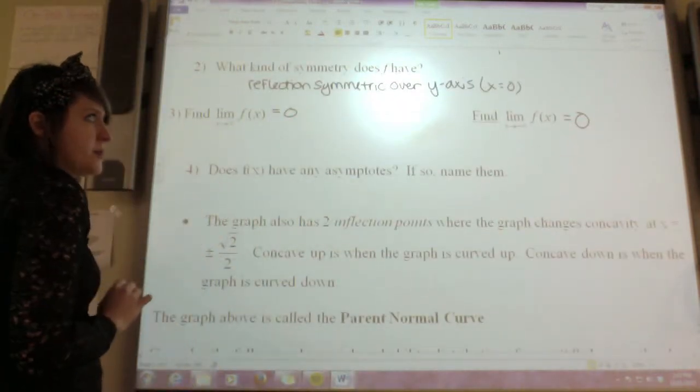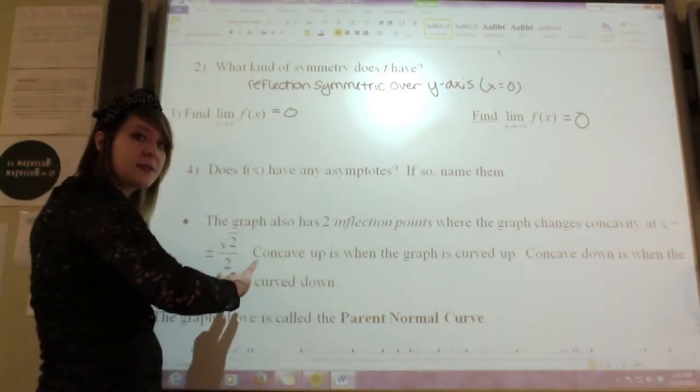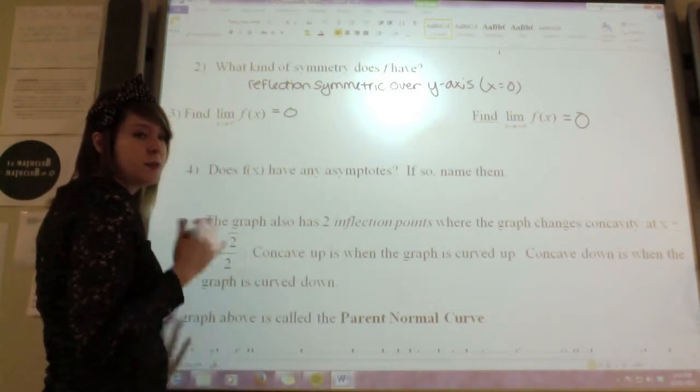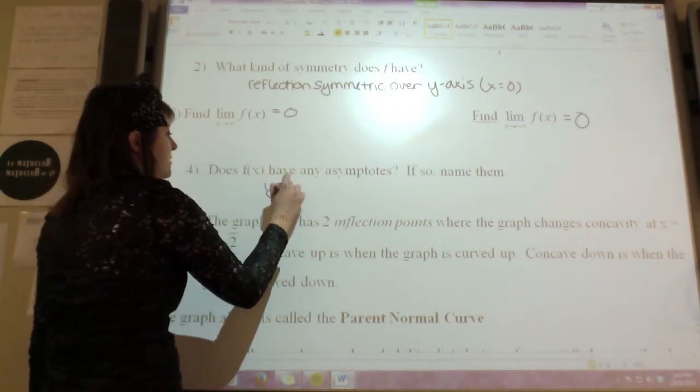Does this have any asymptotes? And if so, name them. Yes, it has an asymptote at the x-axis. It's never going to reach the x-axis, but it's getting closer and closer to the x-axis. So the equation of the x-axis is y equals 0.